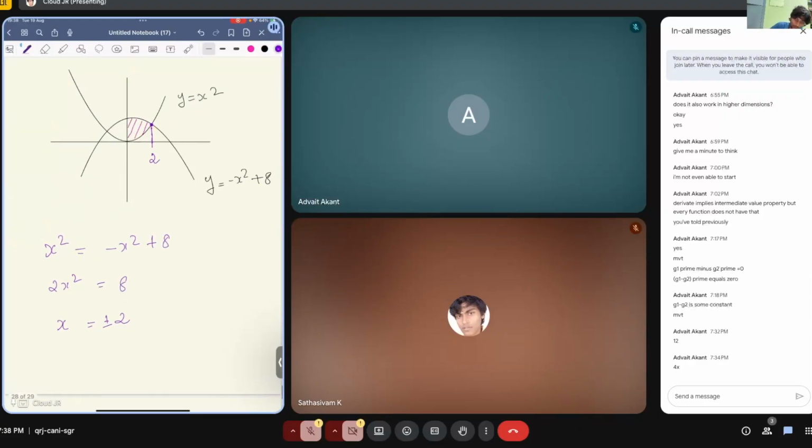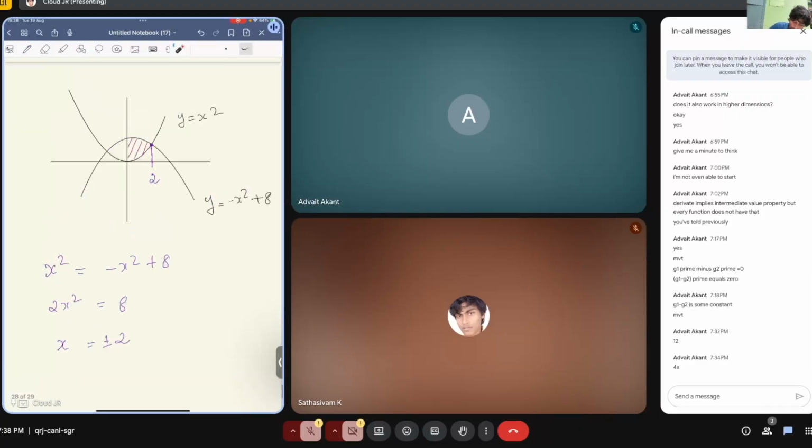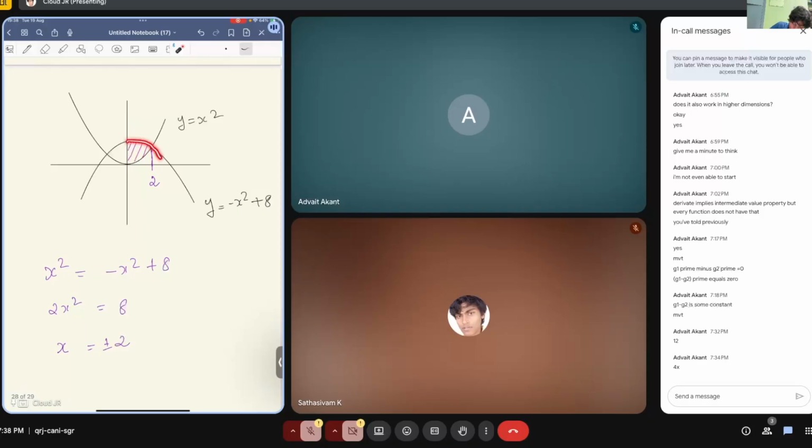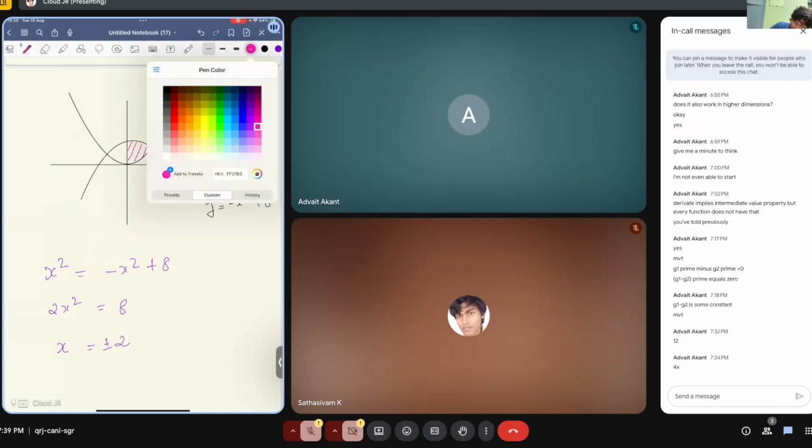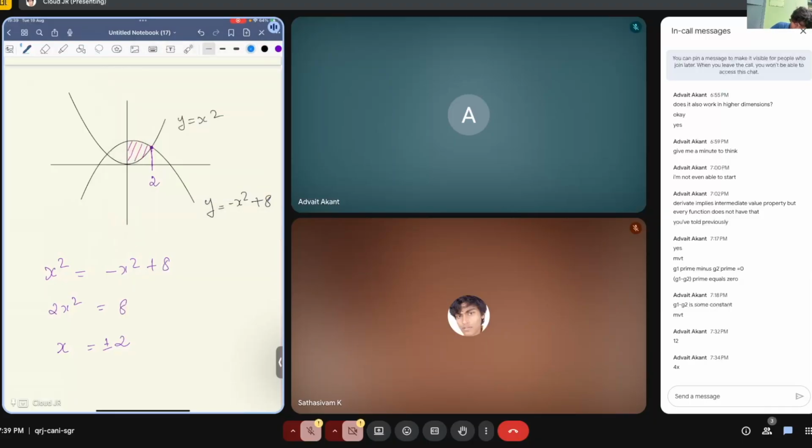Now if you want to find the area, you find the whole area here and then subtract this area. If you find the total area and subtract this region, which is in the blue, then you get the region which is in the red. So this is what you have.